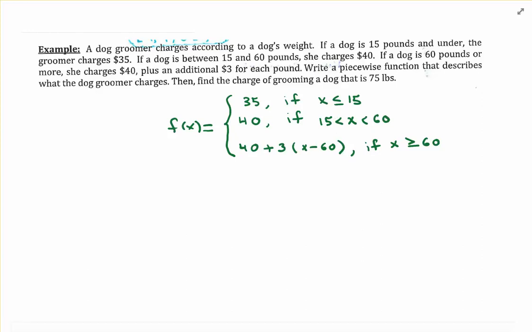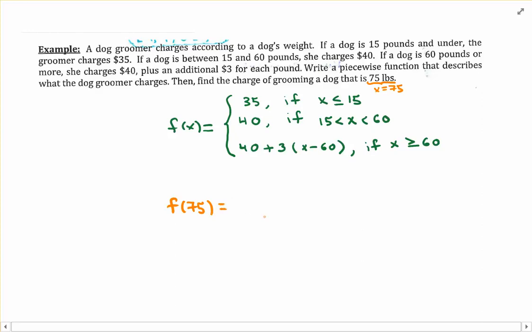So moving on to the next part, they want us to find the charge of grooming a dog that is 75 pounds. Well, we have a function here, and the function is meant to give us the charge of grooming these dogs depending on their weights. In this case, we are given a specific x value of 75, and what we're going to do is plug that into our piecewise function, f of 75.